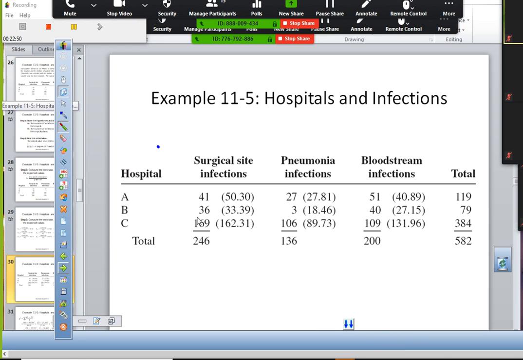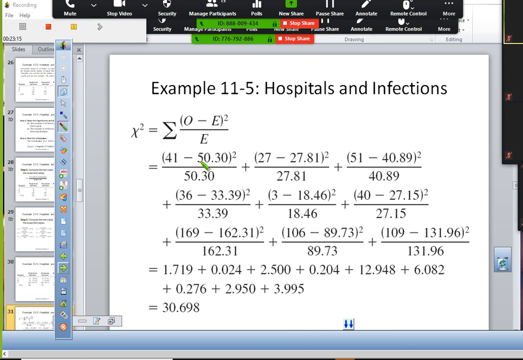All right. So here is every single expected value and its observed value. So 41 is observed, 50.3 is expected. So this would be 41 minus 50.3 squared divided by 50.3. This one would be 27 minus 27.81 squared divided by 27.81. So you find all of these and add them all up, which looks like this. This is all 9 of them, right? 1, 2, 3, 4, 5, 6, 7, 8, 9.